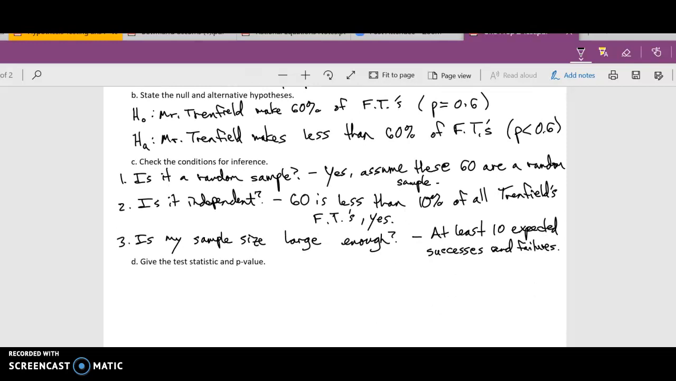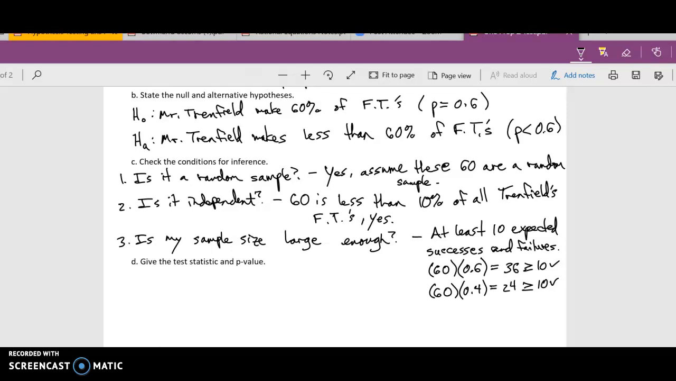And then we're going to check this too. The sample size times the null hypothesis percentage, or the suspected population proportion, has to be greater than or equal to 10. And it is. We also want to check that our sample size times the complement of this, or 0.4, is also greater than or equal to 10, and it is. So you've got to check all that.